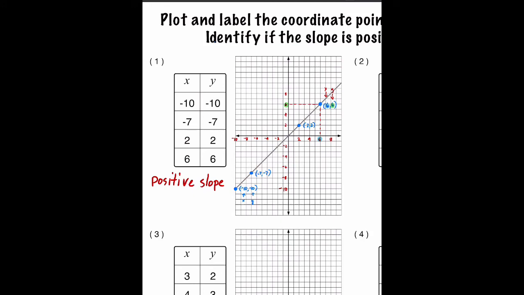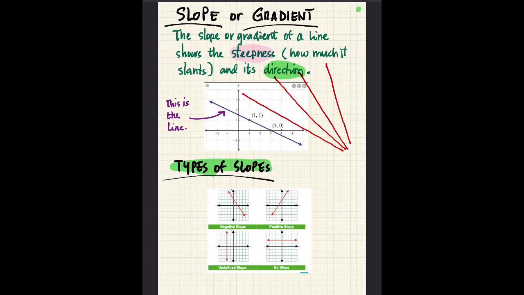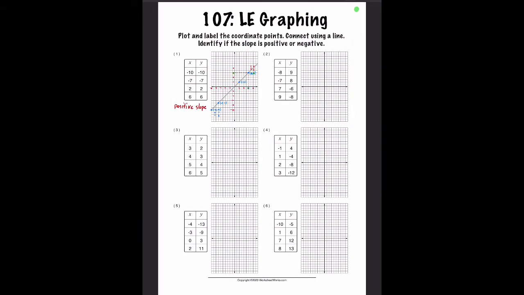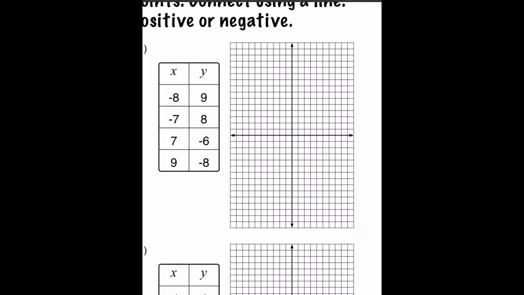Now, the line is leaning to the right. What did we say it was? Leaning to the right is a positive slope, okay? So that's why it's a positive slope. So let's look at number 2.